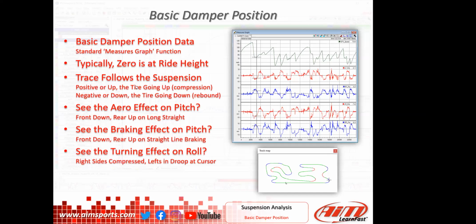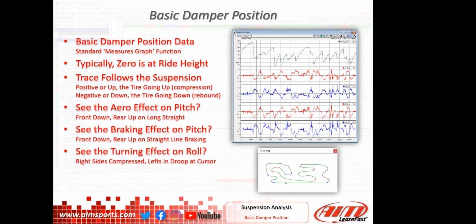What this is basically is the trace follows the suspension. I'm no engineer, so I have to dumb this down a little bit for me to think about what that line reflects. The way I like to think about it is, if that line is going up above zero, positive numbers, the tire is going up. The tire and the suspension is going up into the wheel well, right? If it is negative, or dropping below the zero line, the tire is dropping out and going into droop, right?